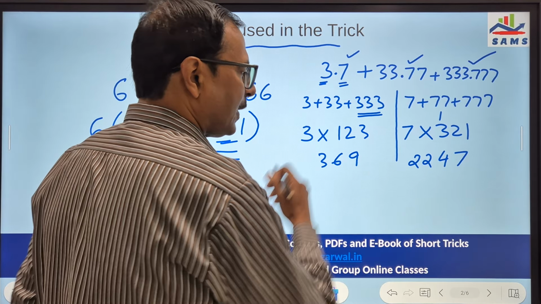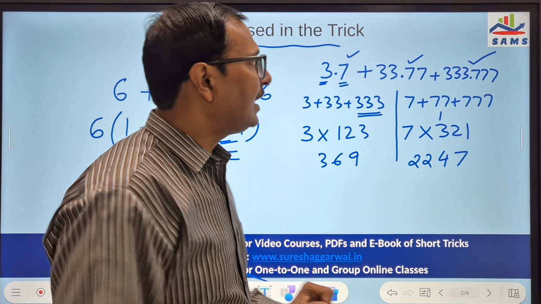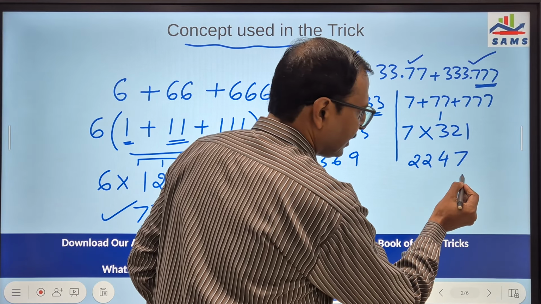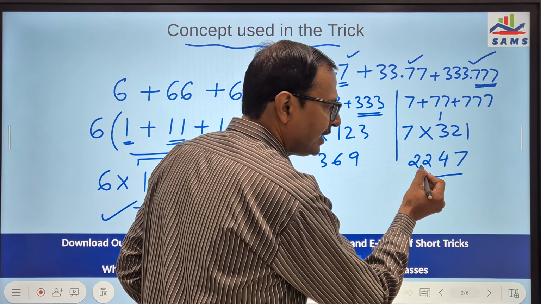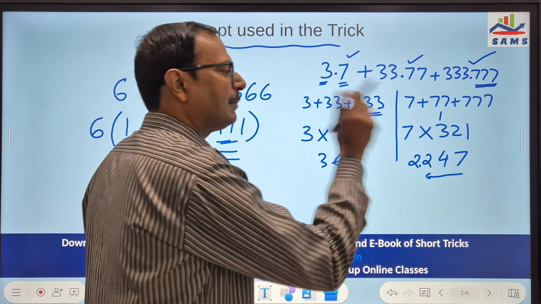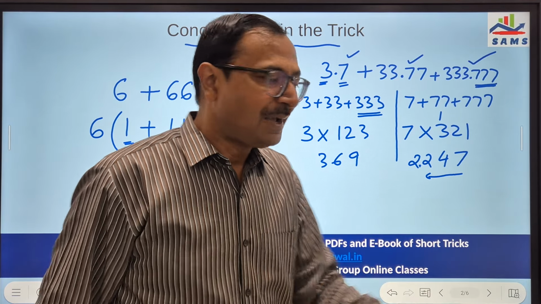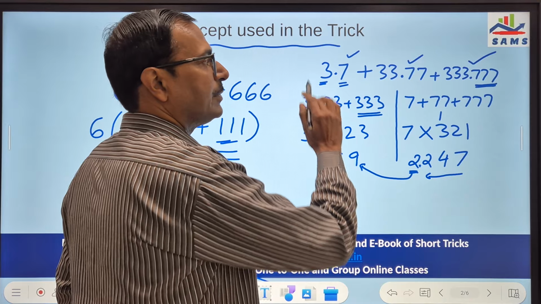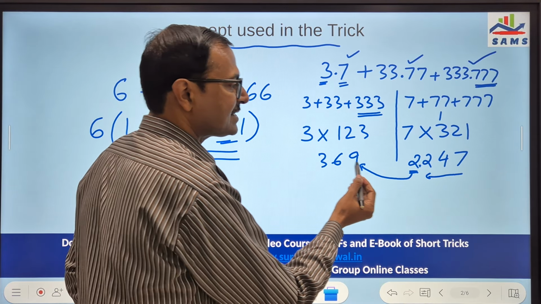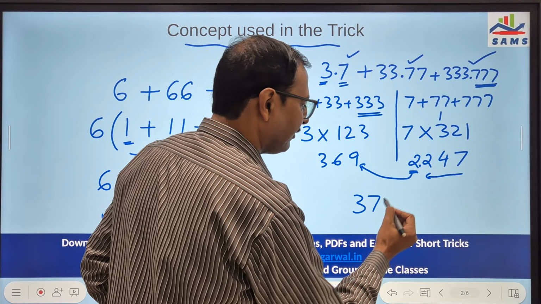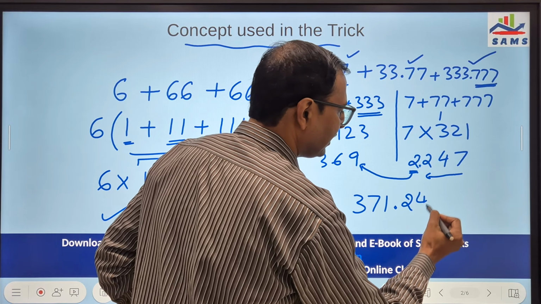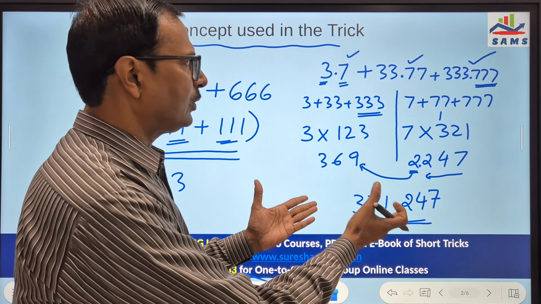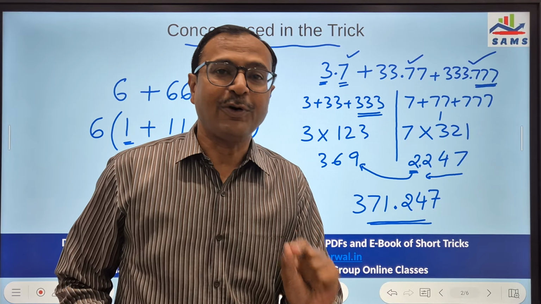Now what do you do with this part? Double 2, 4, 7. How many maximum digits are there after decimal? 3 digits, right? So take 3 digits from the right hand side and then put a decimal. Now this is the number I want, 2.247, and the whole number part will get added to the sum of the numbers before the decimal. So this 369 plus 2 becomes 371, and you have 247 at the end of the number, that is after decimal. And here you go, this is the correct answer for this question.